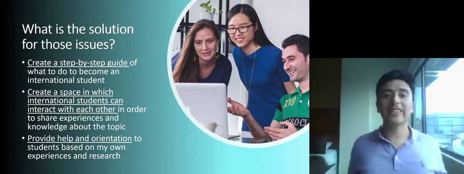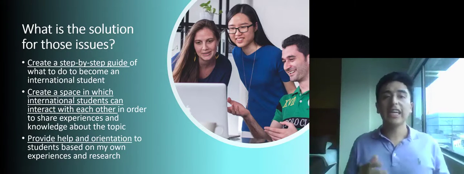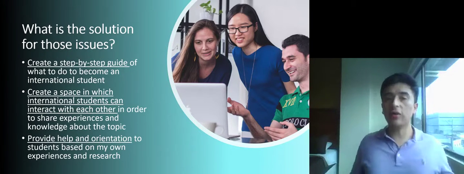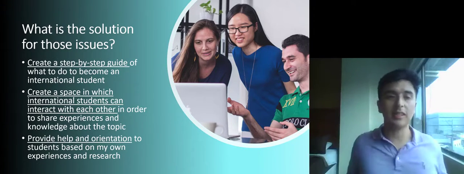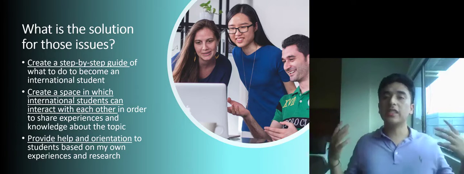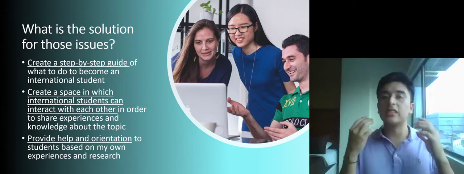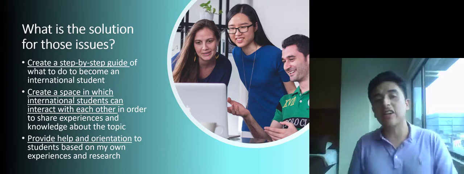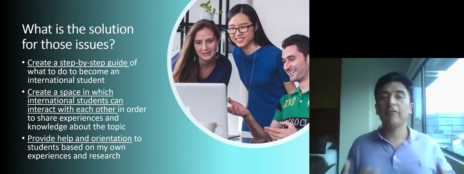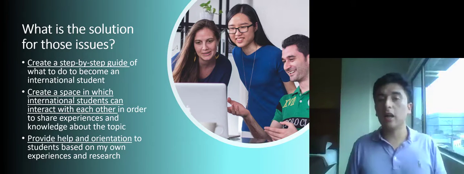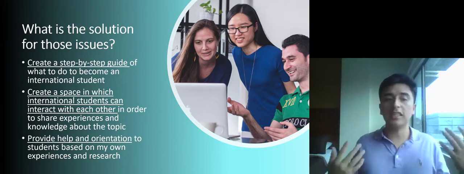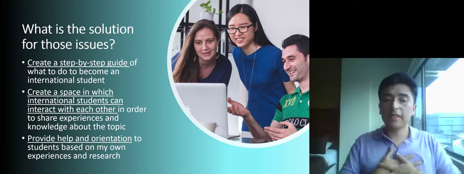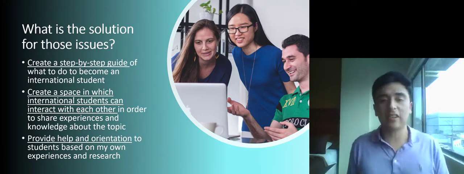So what are the solutions for these issues? First, to create a step-by-step guide of how to become an international student all the way from beginning to end of this process. Then, to create a space in which this community can be created, in which international students can interact with each other, support each other, help each other, listen to each other. And finally, from my part, to provide orientation and help to all these international students that just need somebody to talk with or to ask for help based on my experiences, research, mistakes, etc.